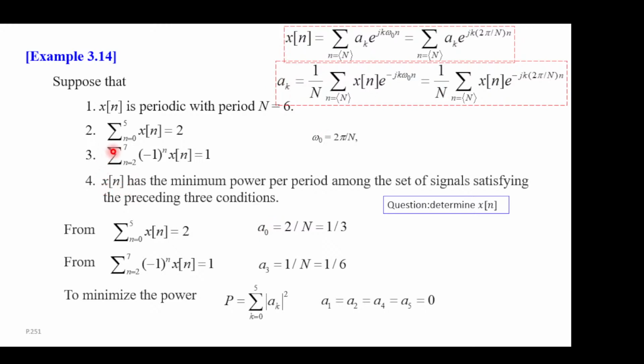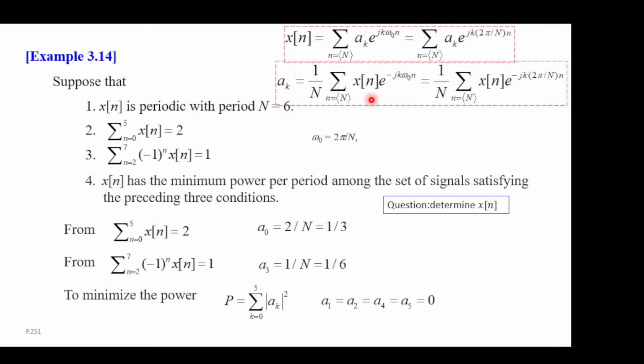Okay. Similar to 2, the 3 will also tell you some AK. And which K is it? So this is -1 to the n, and we want to fit it here. So we want e to the jk omega naught n equal to -1, and that will happen at k equal to 3, because your big N equal to 6.